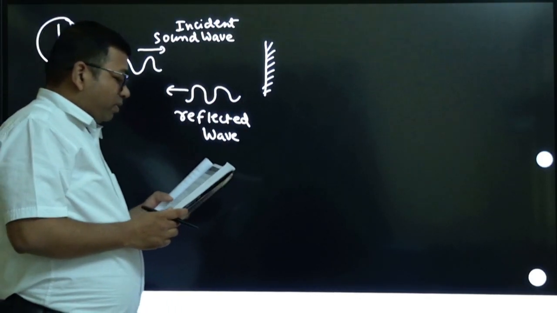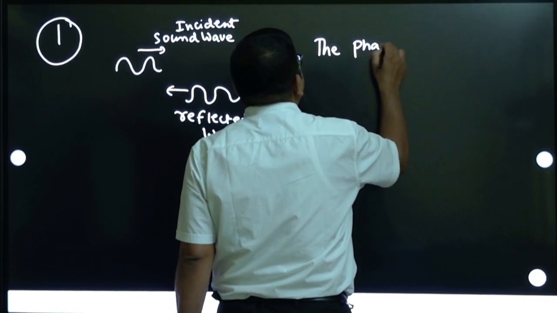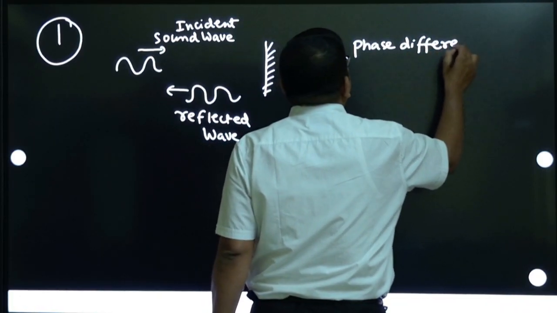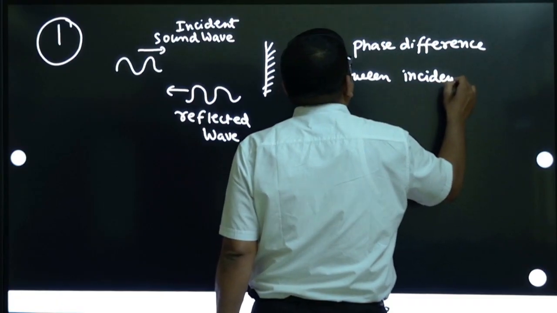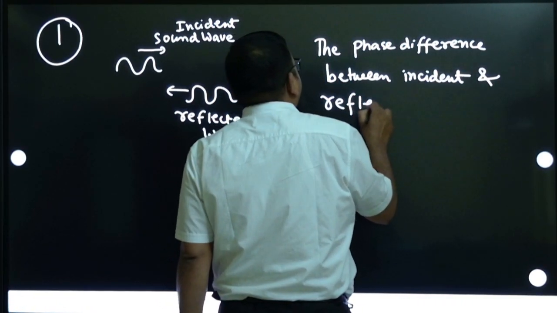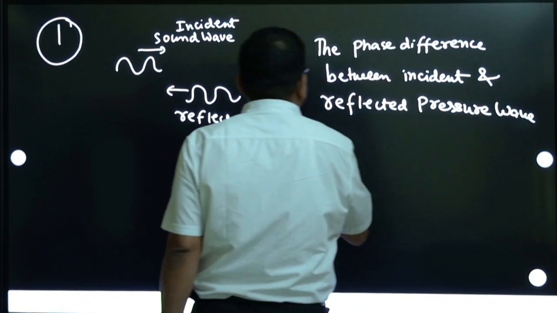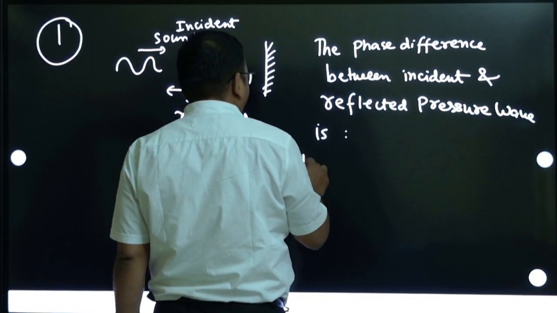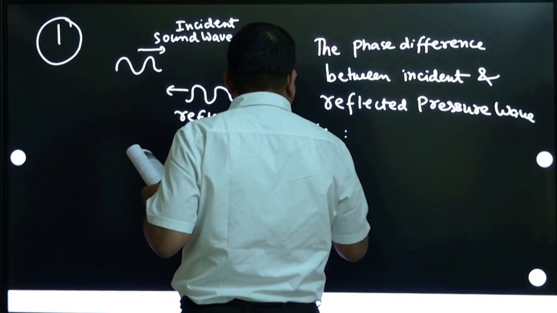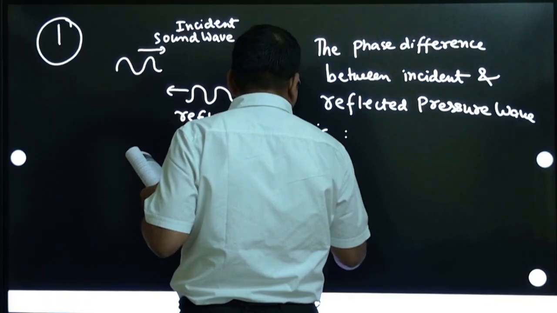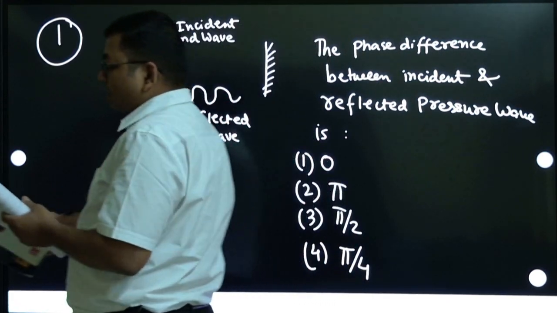The question is the phase difference between incident and reflected pressure wave is: option 1, 0; option 2, pi; option 3, pi by 2; option 4, pi by 4. Tell me your answer. What is the correct answer?